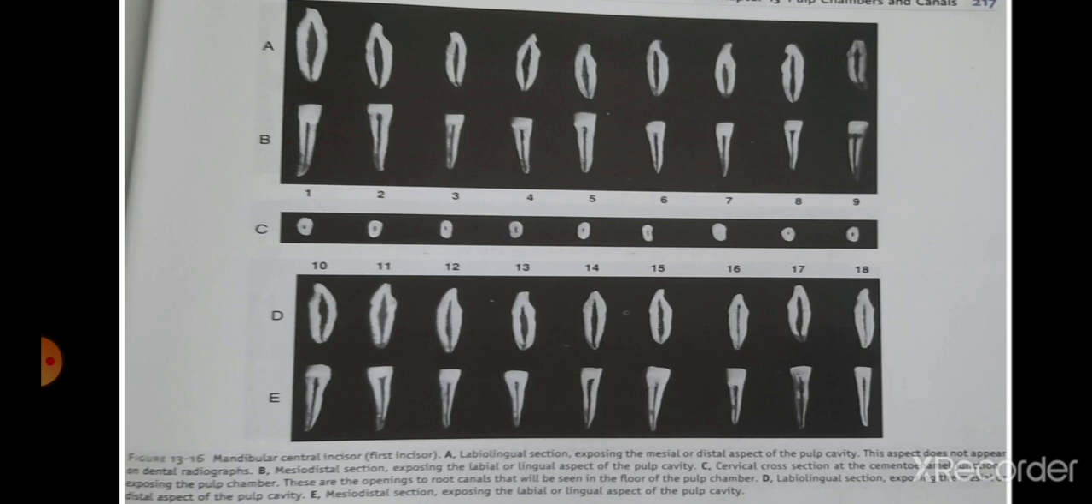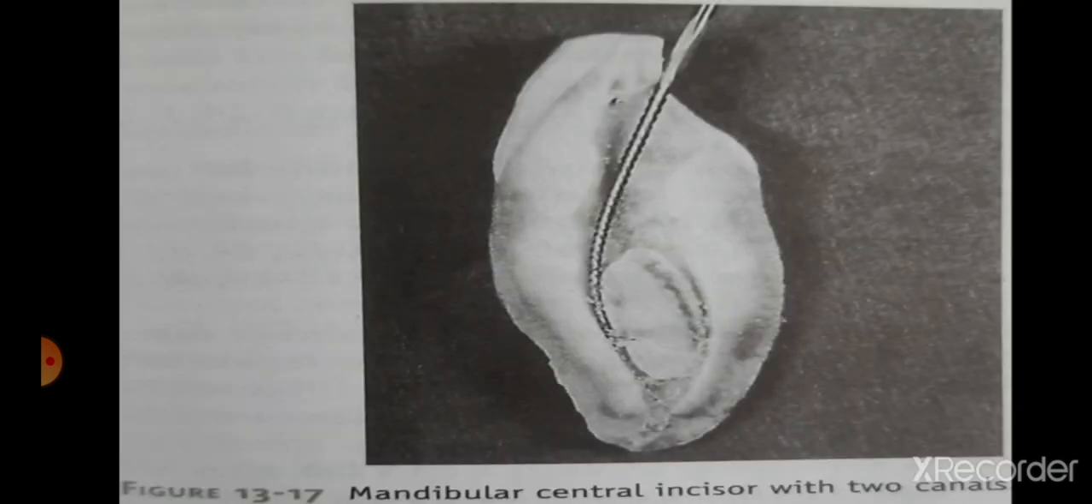Two separate canals may be present, or a dentinal island may appear as though two canals are present. This is evident in figure 13.17. This is figure 13.17. Here, two canals may be evident, or a dentinal island may be present, which makes it appear as two canals, right?